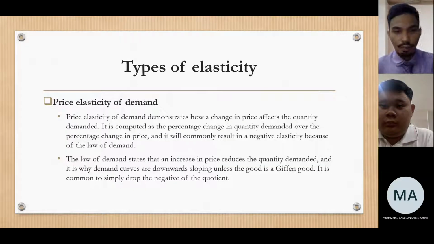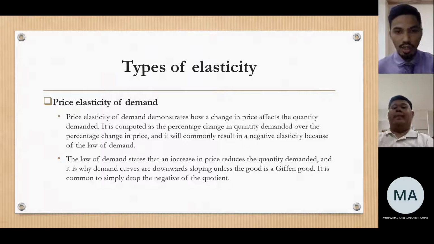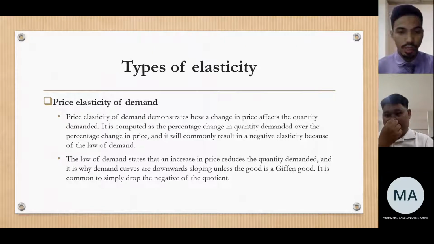Price elasticity of demand demonstrates how a change in price affects the quantity demanded. It is computed as the percentage change in quantity demanded over the percentage change in price, and it will commonly result in a negative elasticity because of the law of demand. The law of demand states that an increase in price reduces the quantity demanded, which is why demand curves are downward sloping unless the good is a Giffen good. It is common to simply drop the negative sign of the quotient.